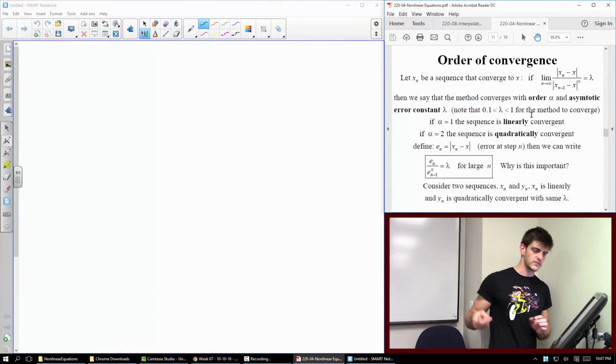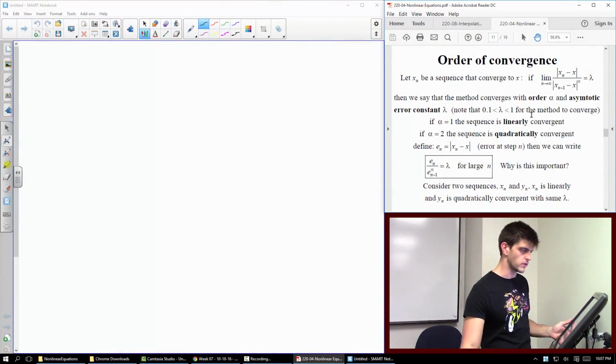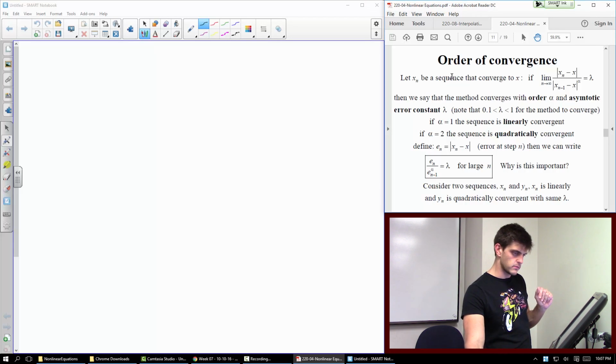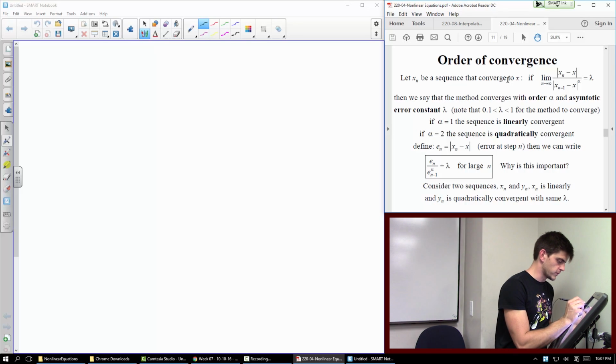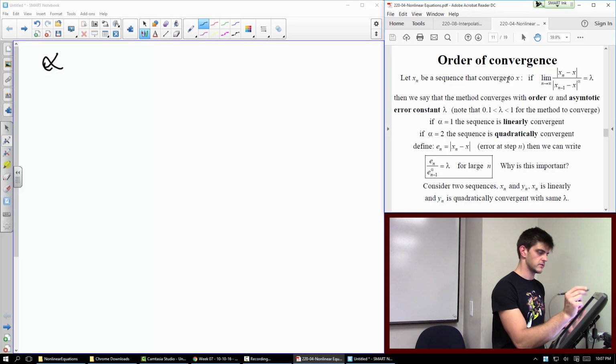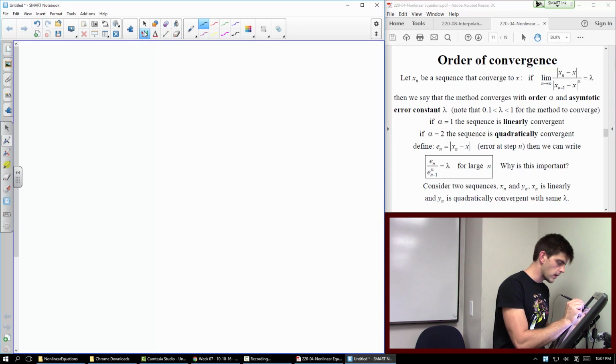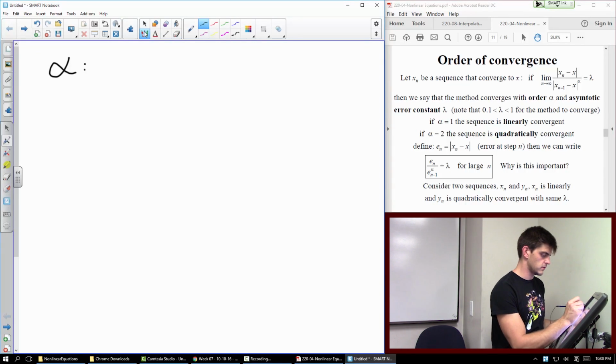Inside the slides, these are the 220.04 nonlinear equation slides. On slide 11 out of 19, we start talking about order of convergence. Talking about the order of convergence is also analogous to talking about the rate of convergence. Higher order means faster convergence, faster rate. There are two main things you've got to know. First, the first one is alpha. That's a terrible alpha. Alpha, and that is the order of convergence.